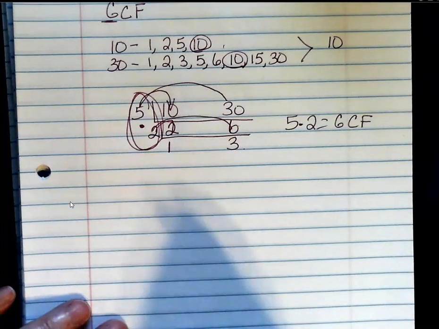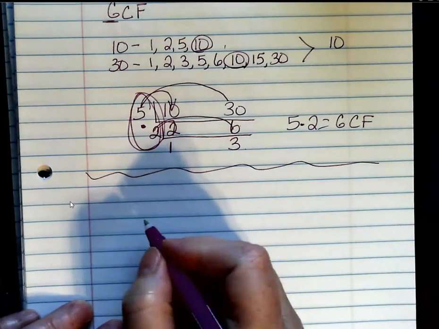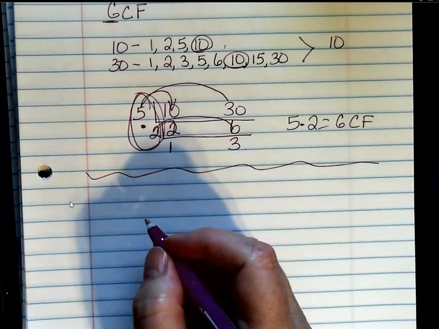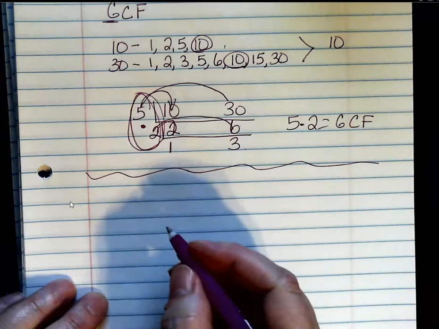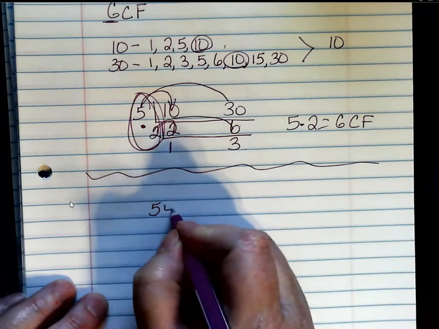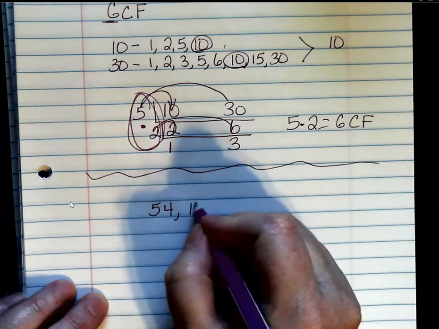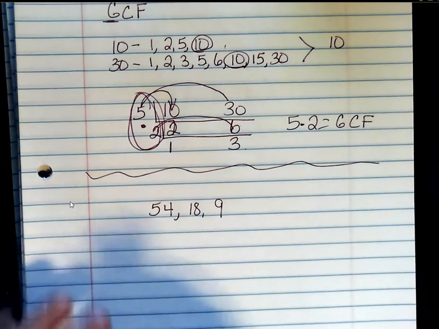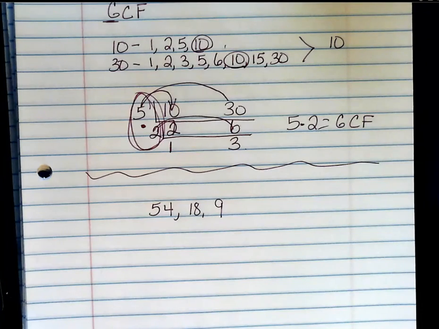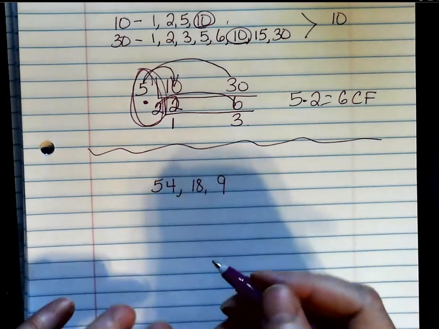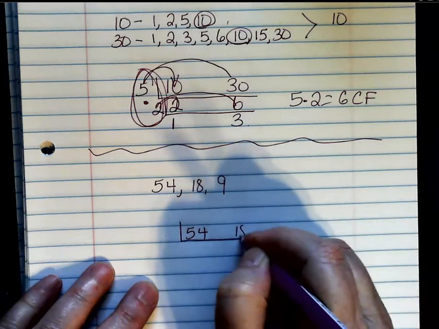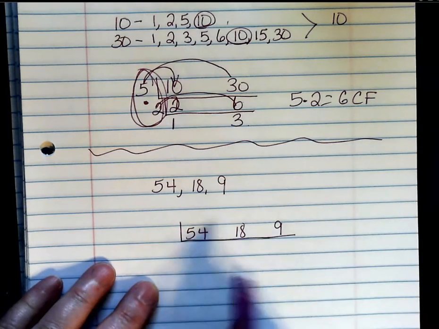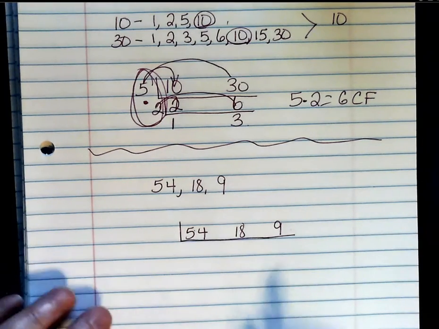So let's try another number. Let's try 54, 18, and 9. So I'm going to draw my backwards division symbol again. And what's going to go into all three numbers? Has to go in all three.